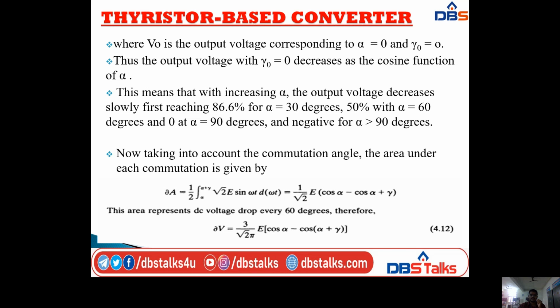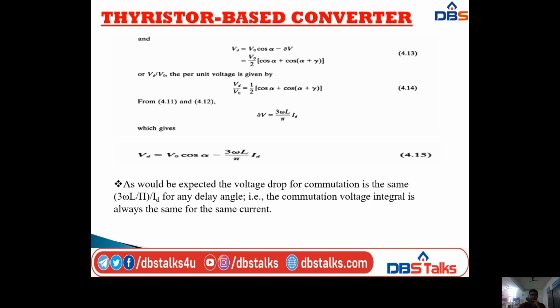Next, Vd is equal to V naught cos alpha plus dou V. From this I am writing V naught by 2 of cos alpha plus cos of alpha plus gamma. The per unit voltage is given by Vd by V naught is equal to 1 by 2 of cos alpha plus cos of alpha plus gamma. From the two equations we will write dou V is equal to 3 omega L by pi into Id, from equations 4.11 and 4.12.